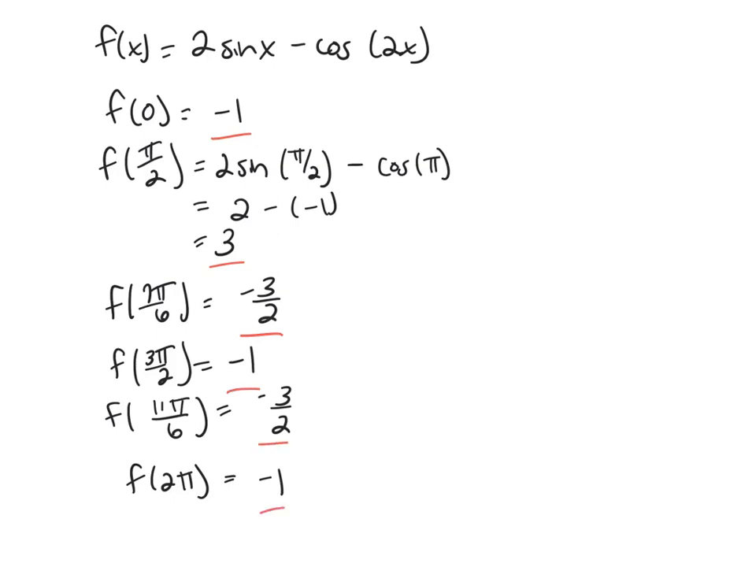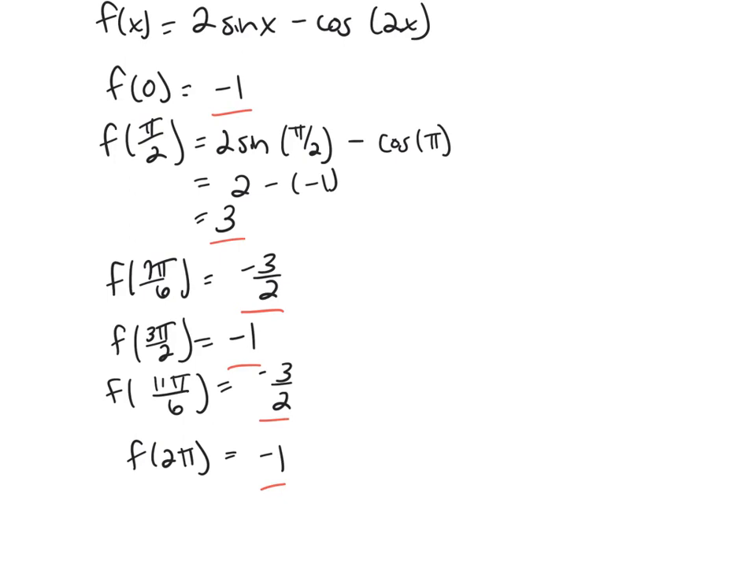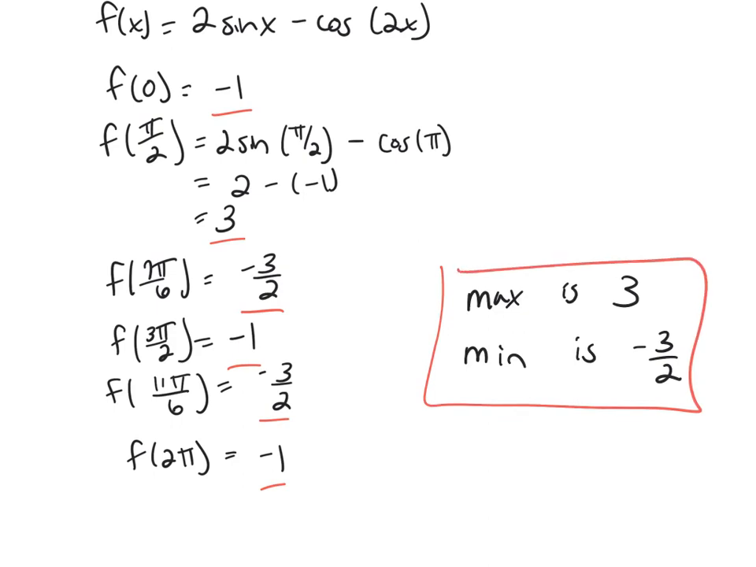What is my largest value? My largest value is 3. So I'm going to say that the maximum is 3. What's my smallest value? My smallest value is negative 3/2. So the minimum is negative 3/2. And there's my max and my min.